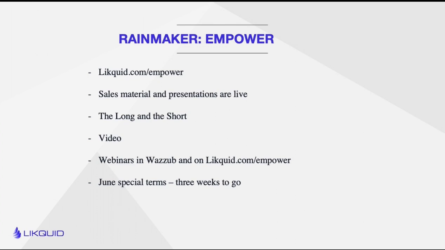So to participate in the Empower campaign, it's very simple. As always, you go to liquid.com/empower. You have all the sales material and presentations there. And do look at the webinars. They're very useful, I think, in explaining how it works.